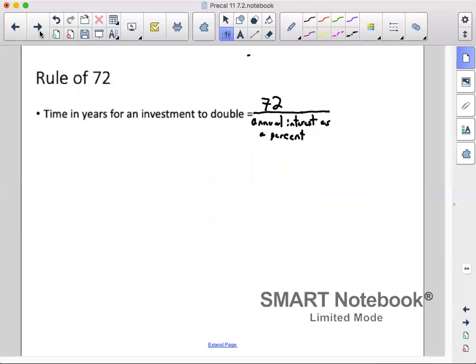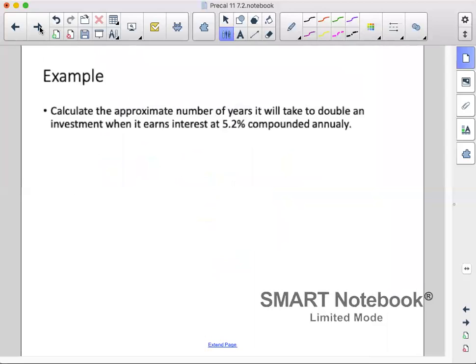Next, we've got the rule of 72. The rule of 72 essentially tells us how many years it takes for an investment to double. We just take 72, divide it by our annual interest rate as a percentage, and that tells us how many years it will take to double. So example, calculate the approximate amount of years it will take to double an investment when it earns interest at 5.2% compounded annually. So we just go 72 divided by 5.2, and that'll give us 14 years.